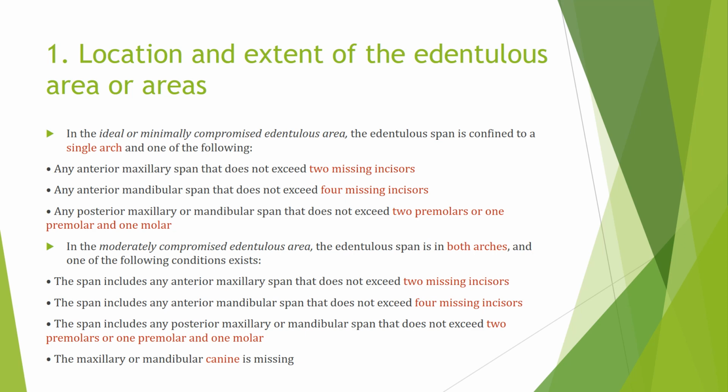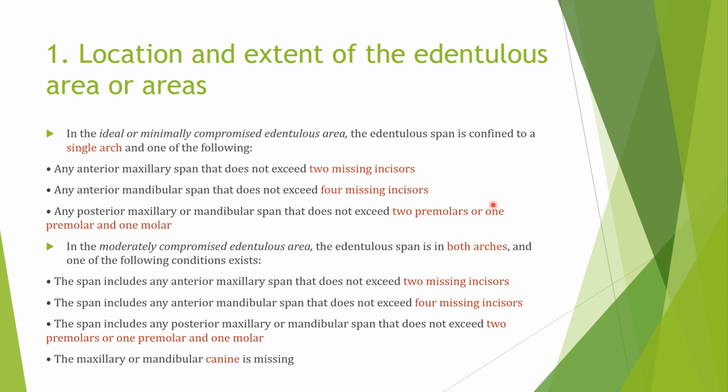So here, you have to keep in mind that the ridge is either ideal, moderately compromised, substantially compromised, or severely compromised. Now, an ideal ridge will be confined to a single arch. It will not exceed more than 2 missing teeth for the maxillary, and for the mandibular, it will not extend more than 4 missing incisors. Any posterior maxillary or mandibular span does not exceed 2 premolars or 1 molar. So any of these conditions will come under ideal or minimally compromised edentulous area.